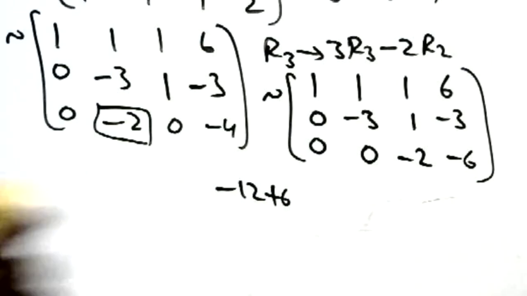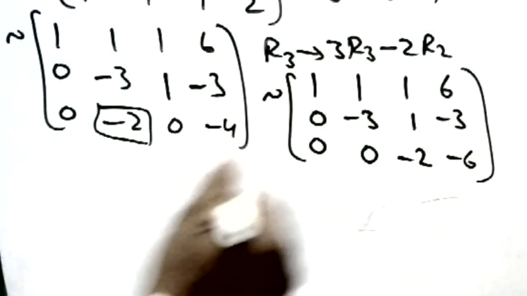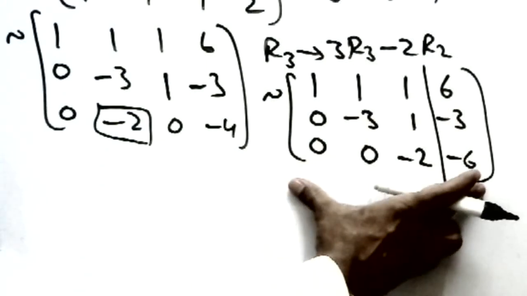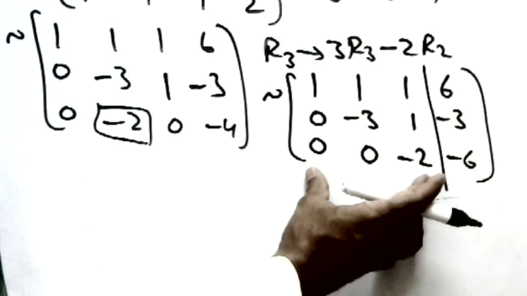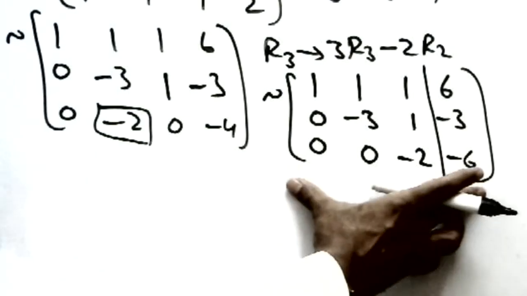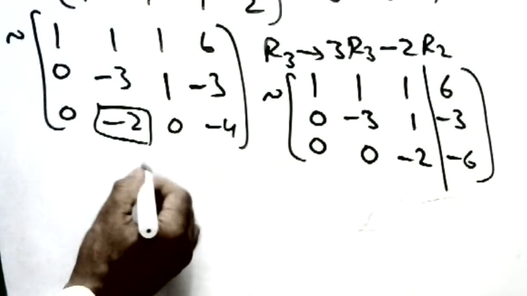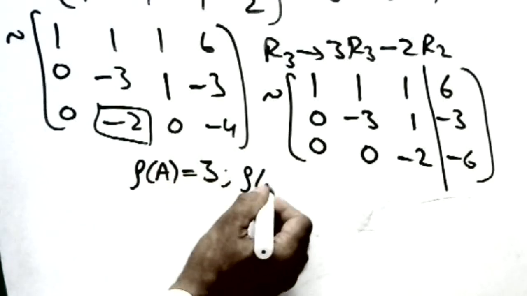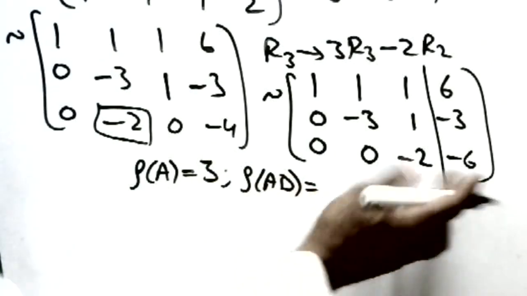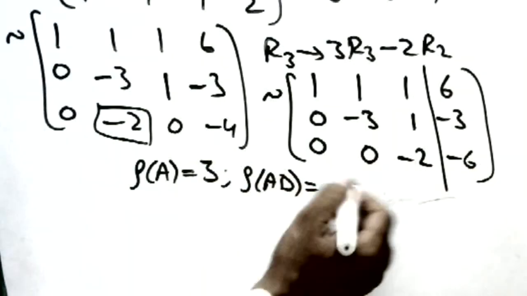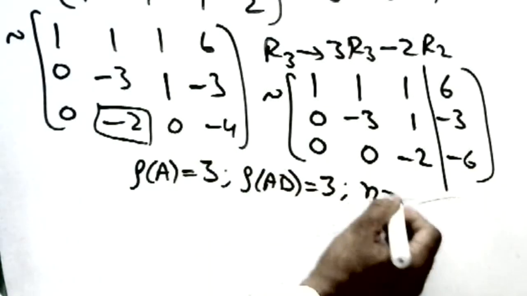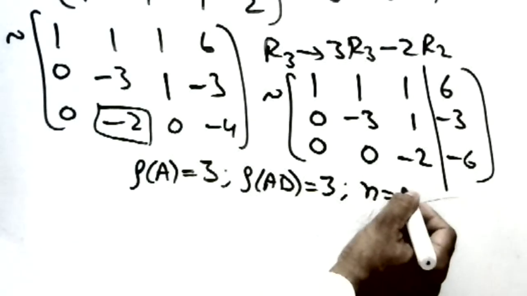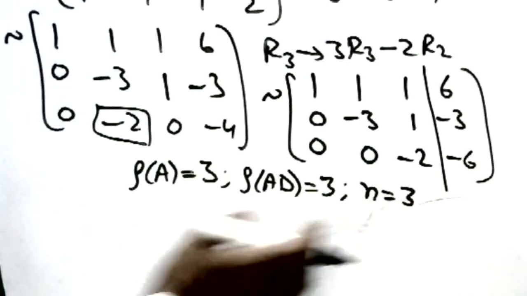So we got this. Now let me see the ranks. You put a line here. Now this is A, and the complete matrix is AD. So rank of A will be 3. Rank of A equals 3. What is the rank of AD? Rank of AD is also 3 because we are having numbers here. And how many variables are there? n means the number of variables. We are having 3 variables, x, y, z, so 3.